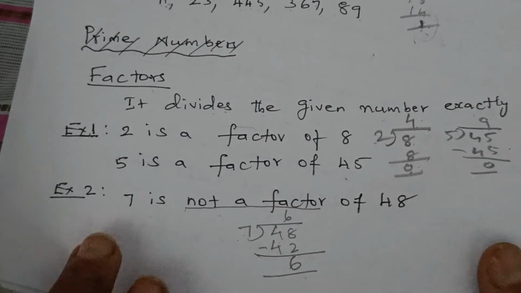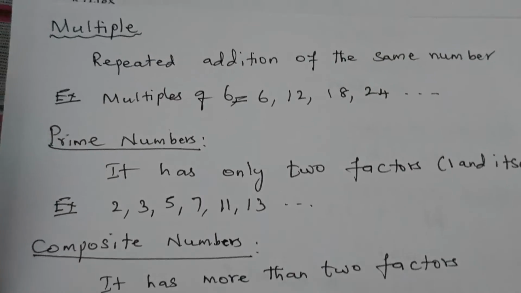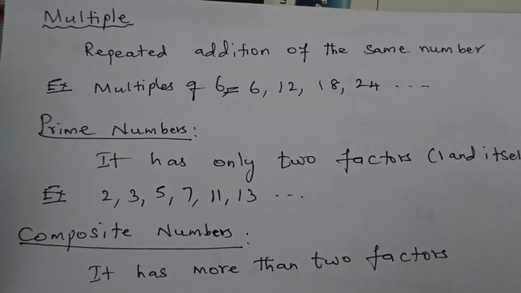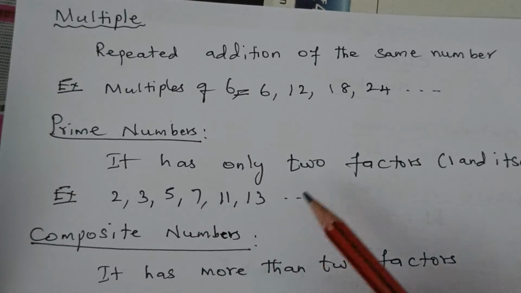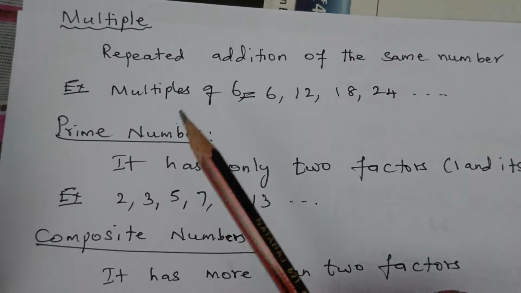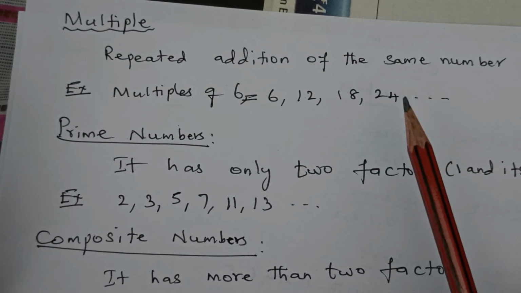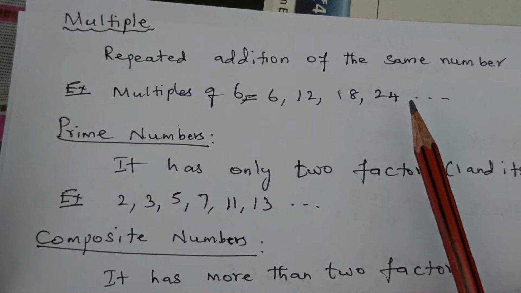Okay. And what else did we study? Do you remember after factors? Yes, next comes multiples. What is a multiple? It is so simple. A multiple is a repeated addition of the same number. The same number is added again and again. First, the number is added 1 time, then 2 times, then 3 times, then 4 times, 5 times, 6 times, etc. It goes on and on and on.